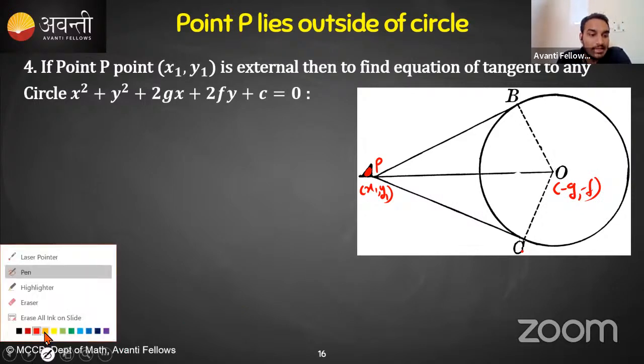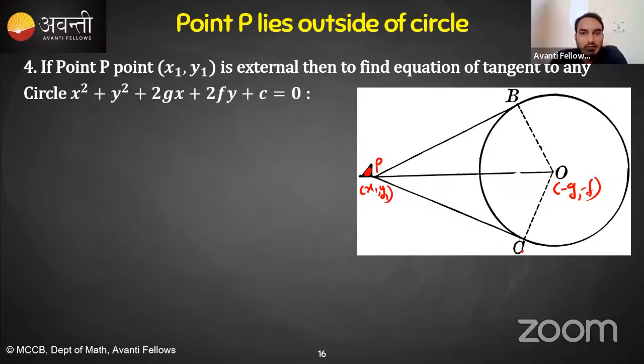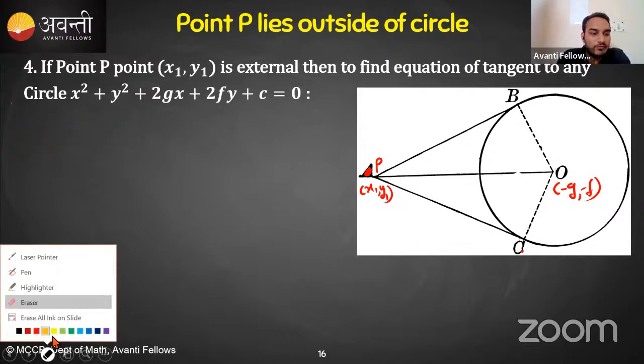So students, there are certain steps that you should always follow. We are going to use these steps every time the point is lying outside the circle and we are required to find the equation of tangent passing through this point P. It's very simple. I will write it step by step, so there should be no confusion.